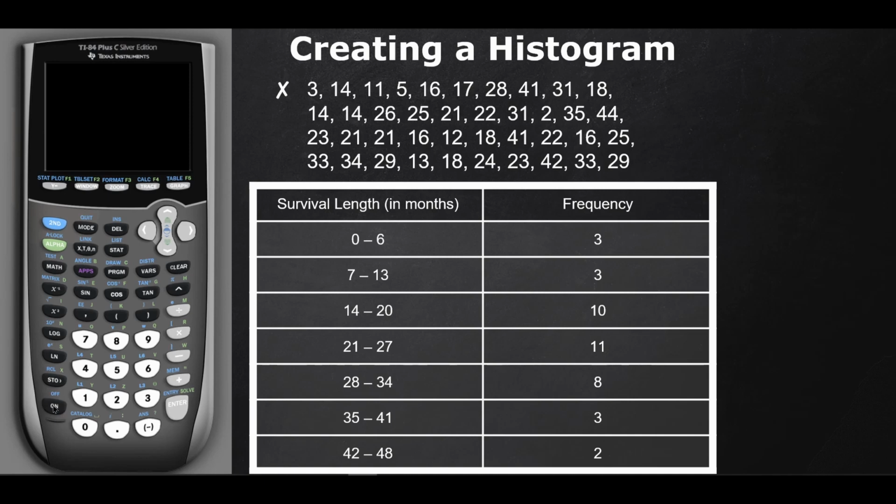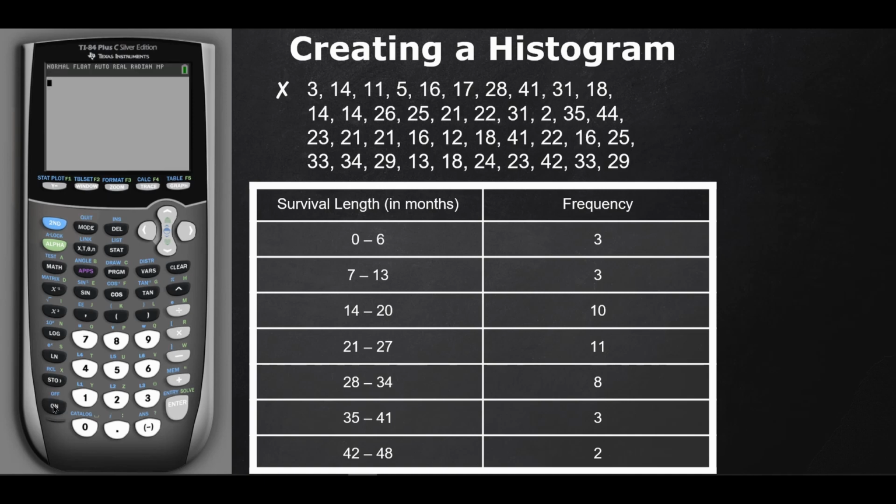So, histogram time, right? How do we create a histogram? The very first thing we're going to need to do in our calculator is toss all this data into a list. So now, how do we do that? First thing we're going to do, we're going to go over here to our stat button. It's right next to the left arrow key.